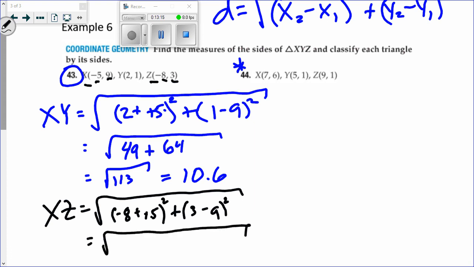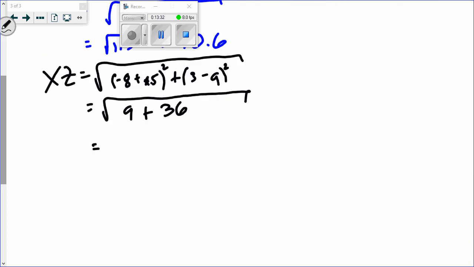So we're going to simplify this. -8, this is a plus 5. So -3 squared, of course, is going to be 9. Plus 3 minus 9, -6. -6 squared, 36. 9 and 36 is going to give us the square root of 45. Square root of 45, of course, 6.7.